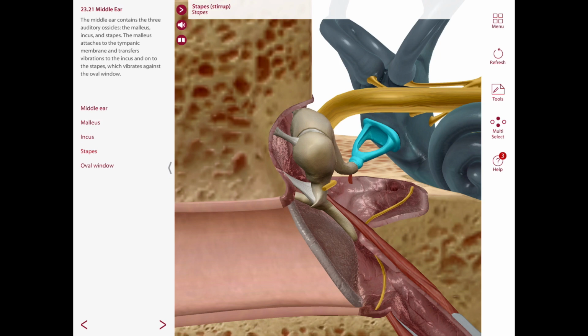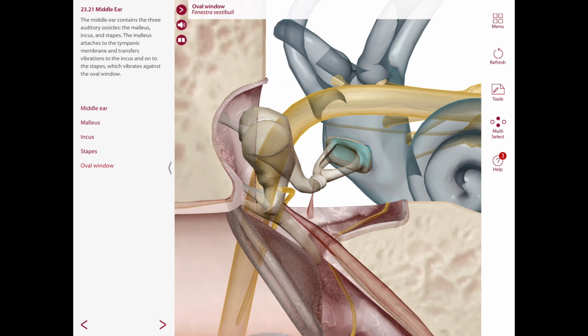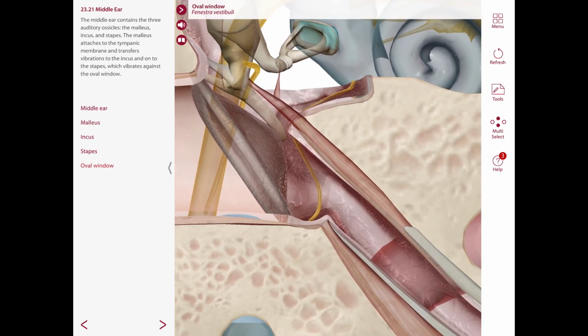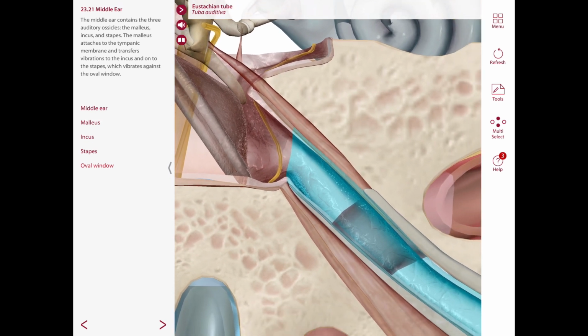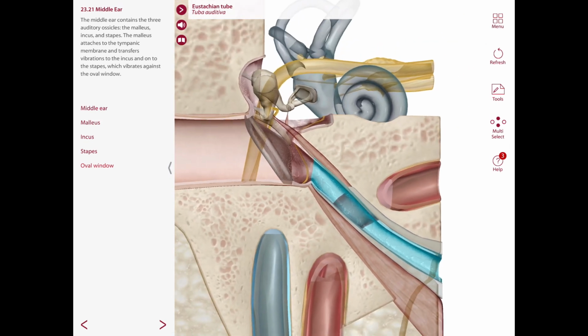Then we have also the oval window, which is a small membrane-covered opening that separates the middle ear and the inner ear. And then there is the auditory tube, which is this structure right here. It's also known as the Eustachian or pharyngotympanic tube, which is a narrow tube connecting the tympanic cavity and the nasal cavity. But it opens during yawning or swallowing to equalize pressure between the middle ear and the external ear.